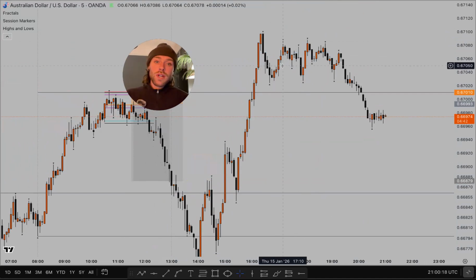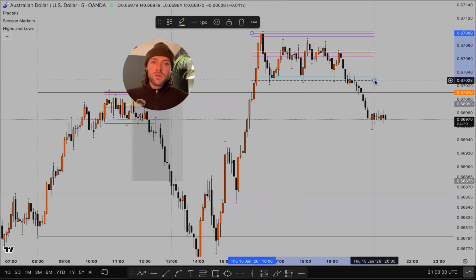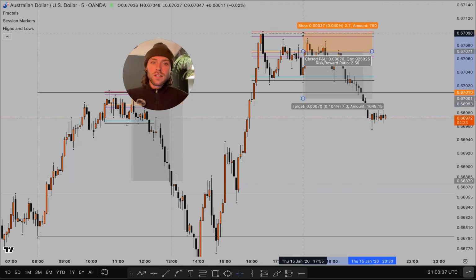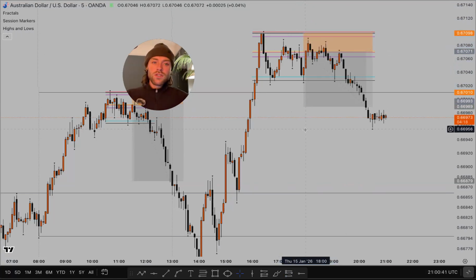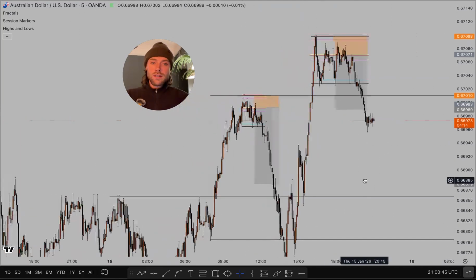Now we're looking for a break of structure. Here we break structure. We break this fractal here. Once we've broken the structure, measure the high to the low, and then set our entry. Entry at the 618, stop at 1, target 3 to 1. There you had your 3 to 1. So that was 2 trades on AU today.